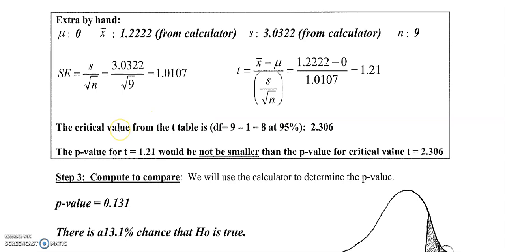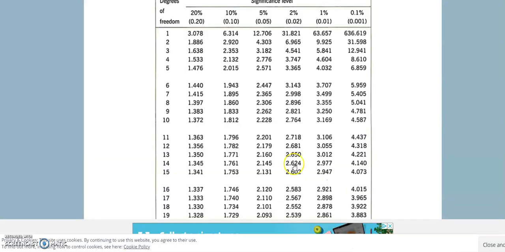And we get our critical value from the t-table. Remember, we get our degrees of freedom from our sample size minus 1, so n minus 1 is 8, and then we're looking at 95. So in one example of a t-table, we go to 5%, our degrees of freedom is 8, and 2.306 is what we get from here.